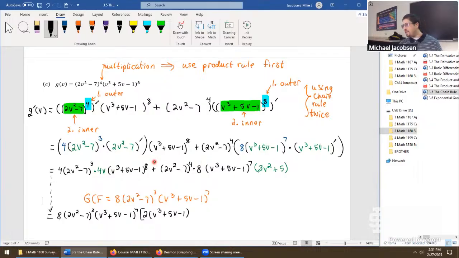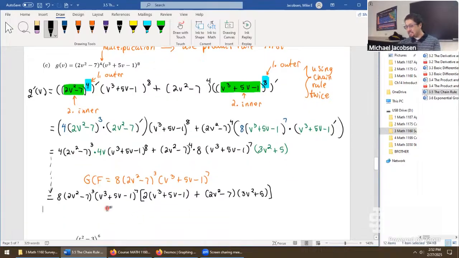And I probably should start by writing down plus to plus in that way, getting the middle term. 2v squared minus 7 cubed cancels here, leaving one factor, 2v squared minus 7. And this one, v cubed plus 5v minus 1 to the 7th power, obliterates this, so it's gone. That's kind of nice. But that one's a survivor, 3v squared plus 5. So that's simplifying a little bit. All we did was factor it, but it does clean it up a lot, getting to that point.